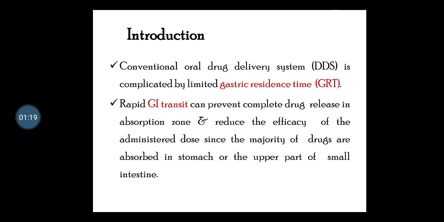So basically the conventional oral drug delivery system, that is DDS, is complicated by limited gastric residence time, that is GRT. The rapid GI transit can prevent the complete drug release in the absorption zone and reduce the efficacy of the administered dose, since the majority of the drugs are absorbed in the stomach or the upper part of the small intestine.